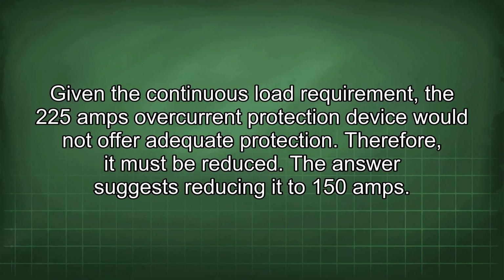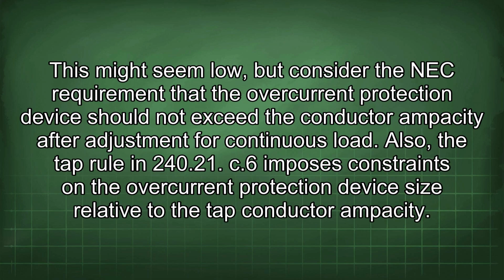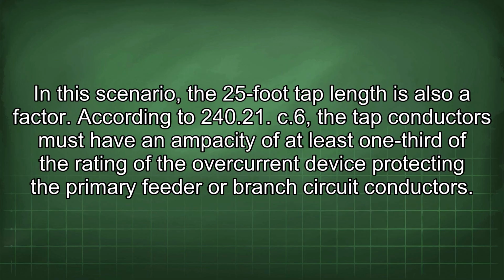The answer suggests reducing it to 150 amps. This might seem low, but consider the NEC requirement that the overcurrent protection device should not exceed the conductor ampacity after adjustment for continuous load. Also, the tap rule in 240.21(C)(6) imposes constraints on the overcurrent protection device size relative to the tap conductor ampacity. In this scenario, the 25-foot tap length is also a factor. According to 240.21(C)(6), the tap conductors must have an ampacity of at least 1/3 of the rating of the overcurrent device protecting the primary feeder or branch circuit conductors.